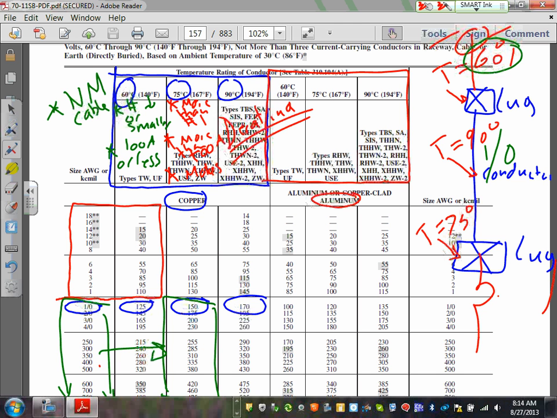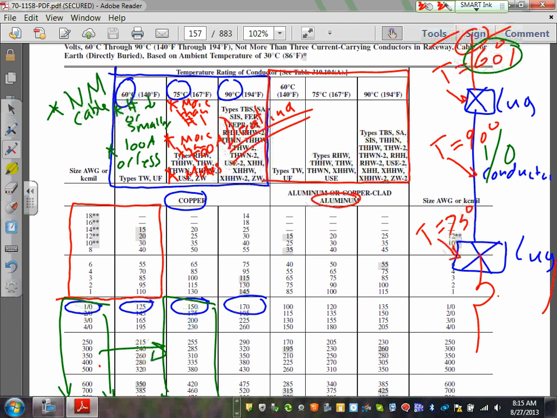Here's an example. If I told you the lugs are rated 75 on both sides and the conductor is rated for 75, like THHW, how much current can a number 8 carry? Number 8 can carry 50 amps, if I know the lugs on both sides are rated for 75 and the insulation is THHW, which is rated for 75. Any comments, guys, about these rules?